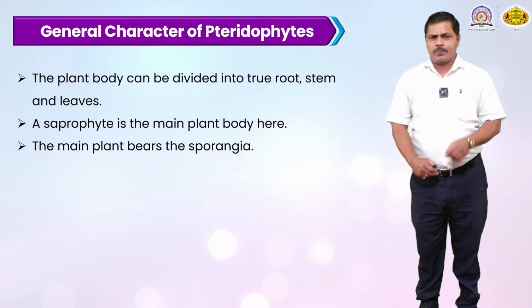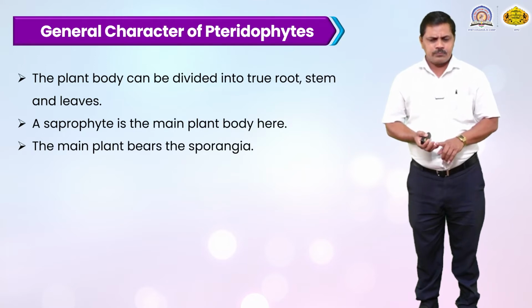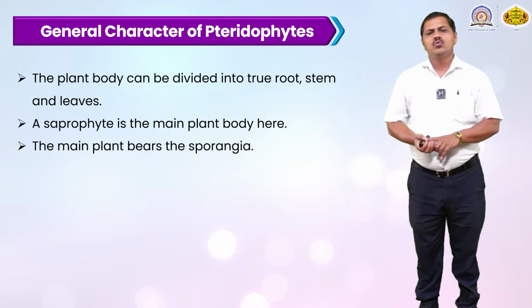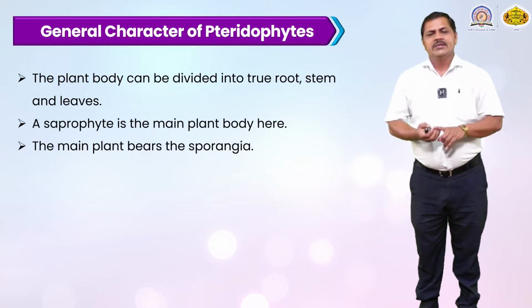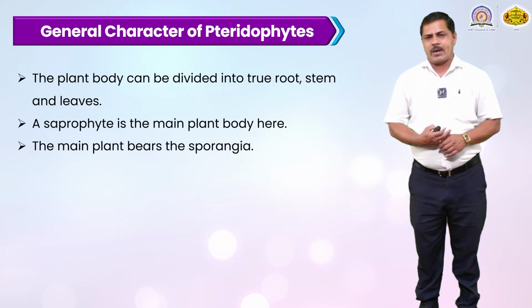But in other cryptogamic plants like fungi, bacterial species or cyanobacterial species, and likewise in algal species and bryophytic species, there is no development of true root, stem and leaves. All of those cryptogamic plants are thallophytes, but these plants are very closely ancestral to the angiospermic plants, and hence there is a very well-developed true root, stem and leaves.